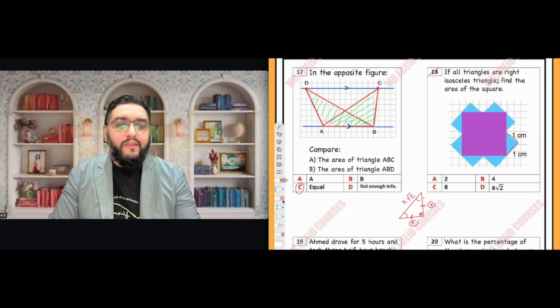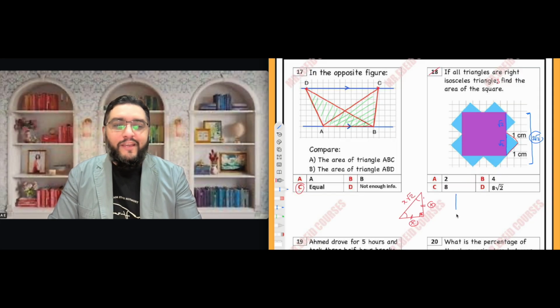You can find the length of the hypotenuse. It will be 1 times root 2, which equals root 2. So this part equals root 2, and also the same for this part, it will be root 2. It means the side of the square will be root 2 plus root 2, which equals 2 root 2. Now we have the side of the square, you can find the area of the square.